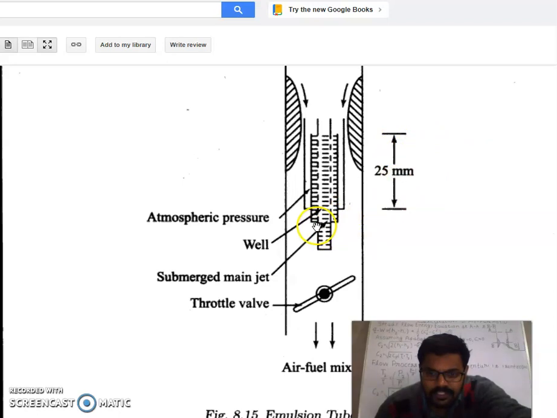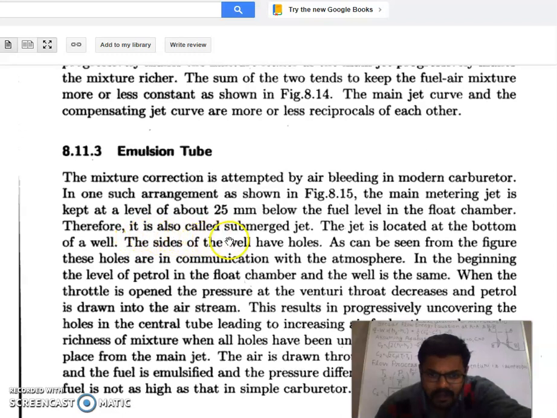So this is your main jet which is connected to the float, and above it you have this well, and you can see here these are the holes. This tube has holes through the circumference, and this is your fuel level within the float chamber. But this is your main submerged jet, which is submerged under this arrangement, and you can see this tube, from this side air can enter into this arrangement. So it is called a submerged jet.